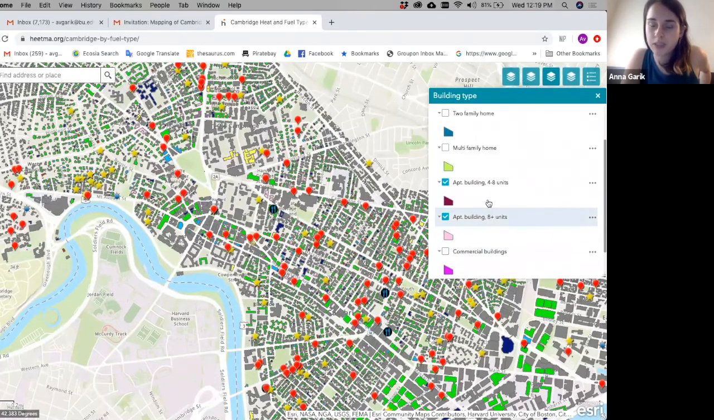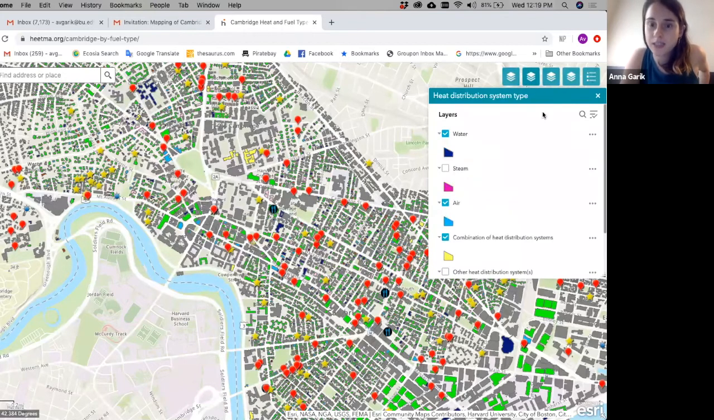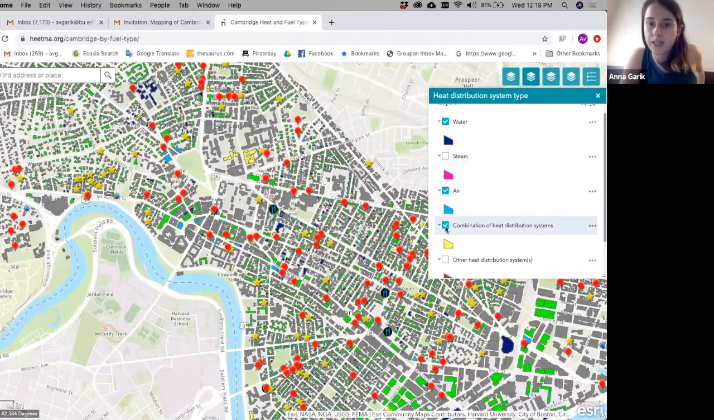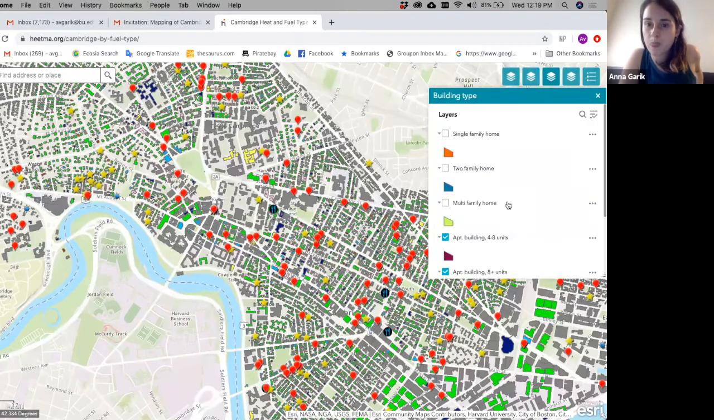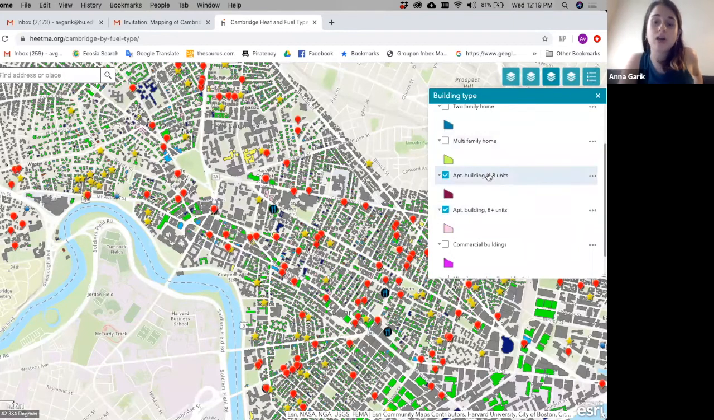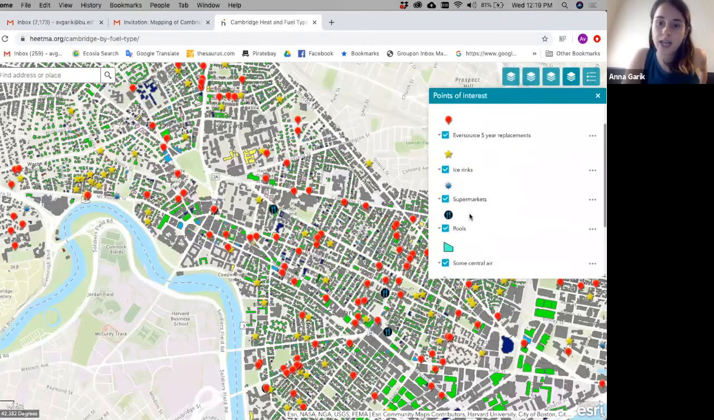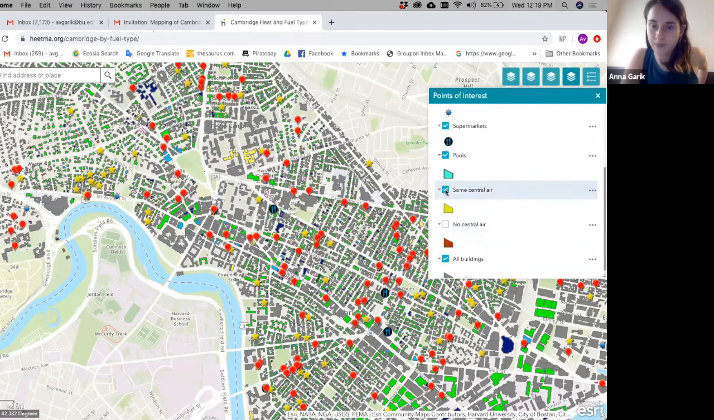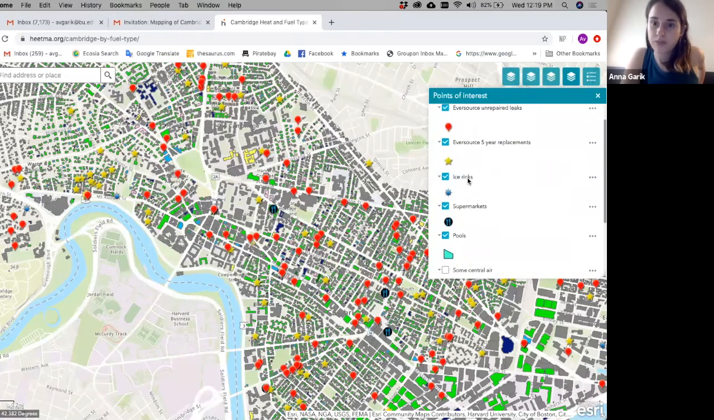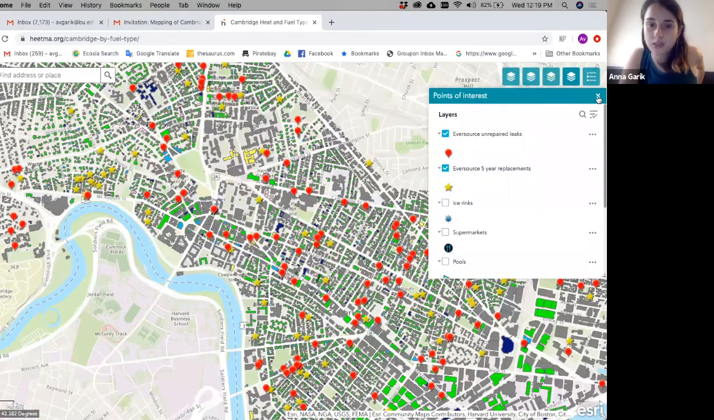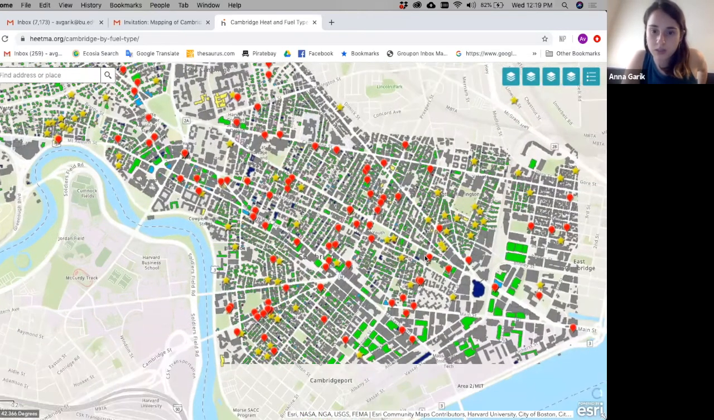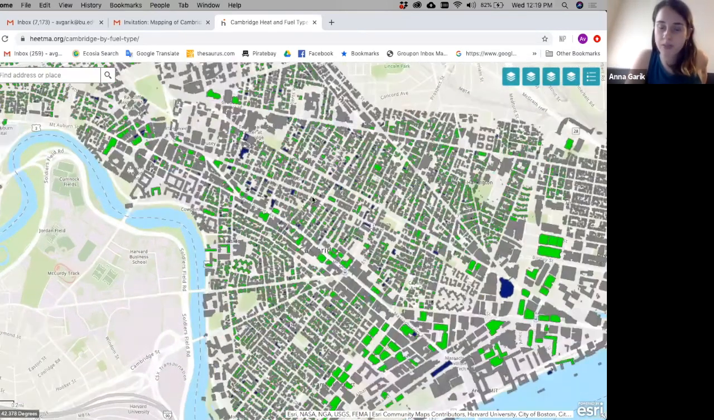So here, for example, I'm going to look at gas for water and air, and then combination heat distribution systems, and then looking at apartment buildings. So this might go for the second pilot, which is focusing on high density areas. And then I would also click mixed use. And then in the last one, I can look to see if the streets are aging and if any of them have a planned replacement.